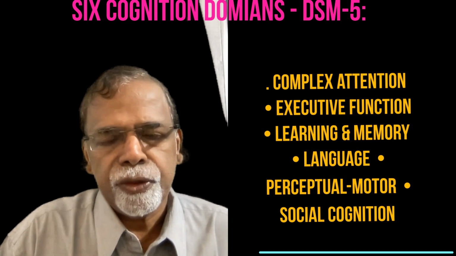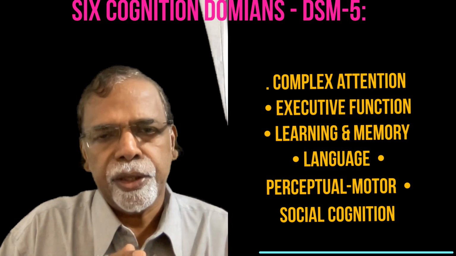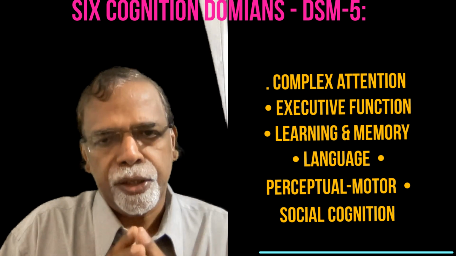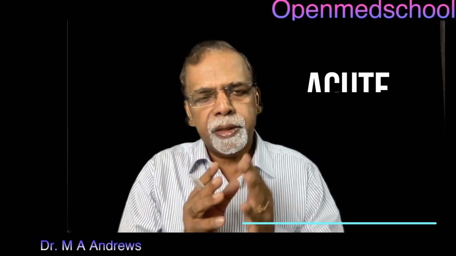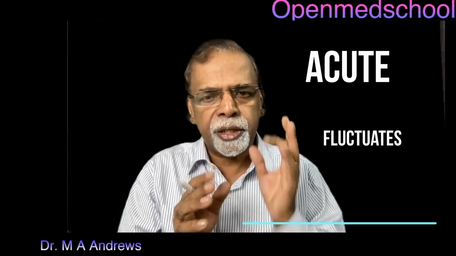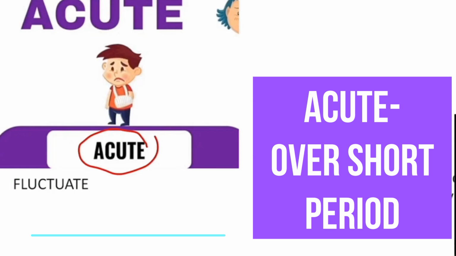Delirium is an acute confusional state, and the major cognitive domain that is affected is attention, or you can say it is an attentional disorder. The second point to be remembered is that delirium is an attention deficit which is acute in onset. So it occurs over a short period, usually hours to a few days.